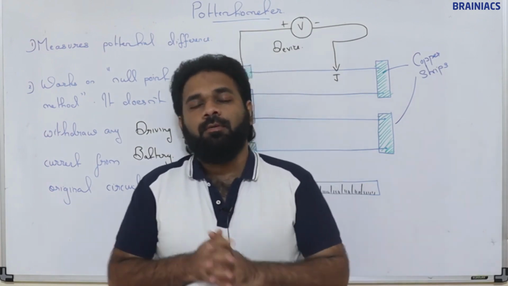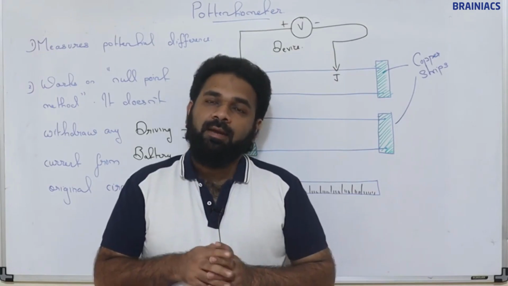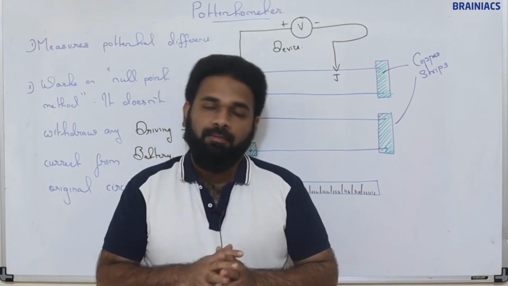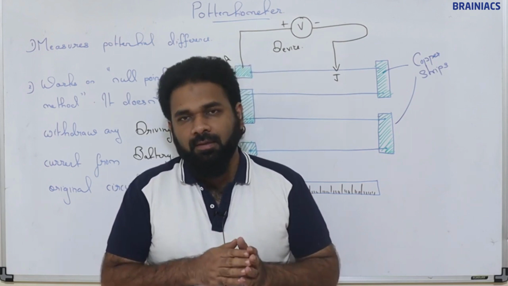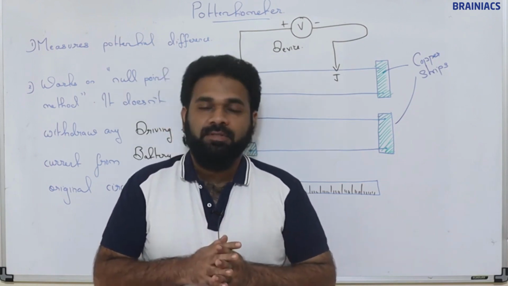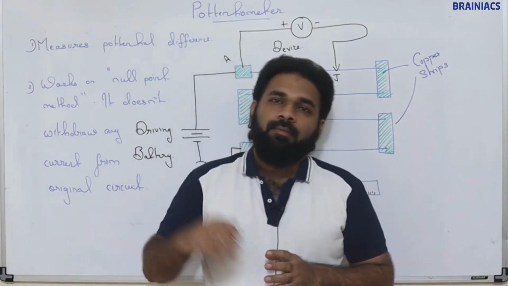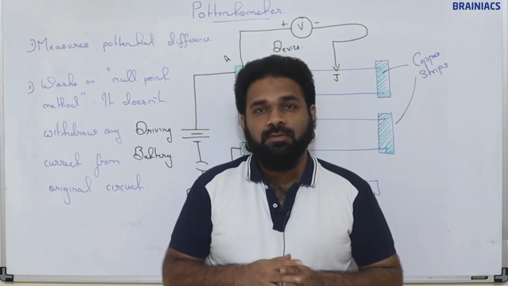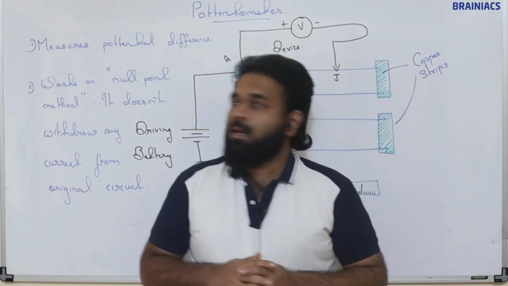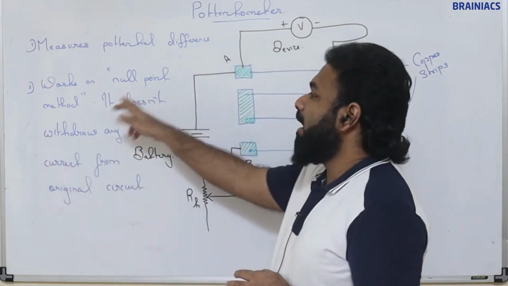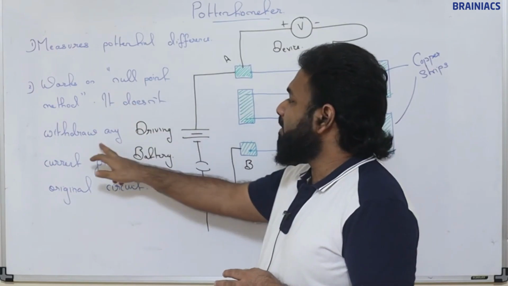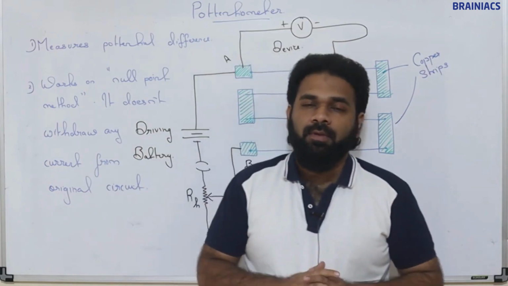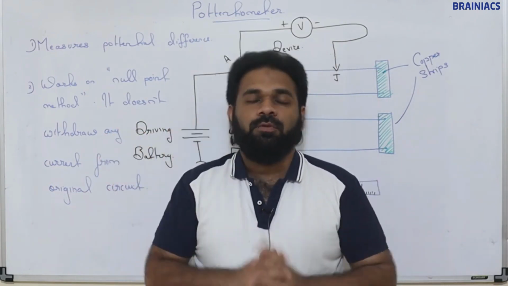And when we studied the voltmeter, we discussed that we will make the resistance of the voltmeter very high so that we get the maximum possible precision or accuracy. But compared to a voltmeter, a potentiometer works in a totally different way. It works on the null point method. It doesn't withdraw any current from the original circuit. We will discuss that in detail. It will not take any current from the original circuit.